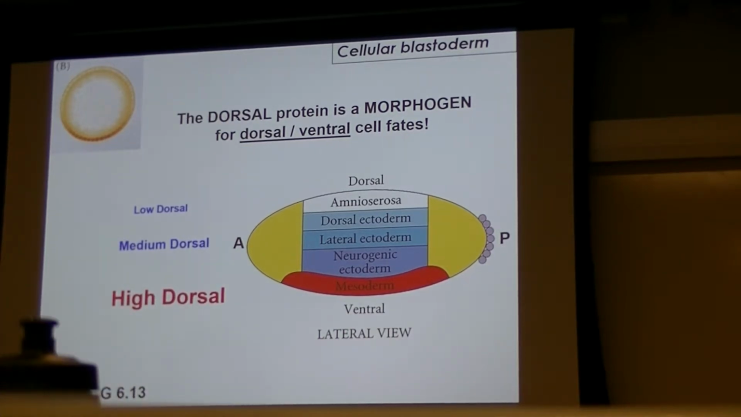Just as we've seen for other morphogens like bicoid, high concentrations of bicoid gave acron, and then lower was more head structures, and lower than that were trunk structures. So it works exactly the same way, only we're using a different gene product, and we're applying it to a different body axis.